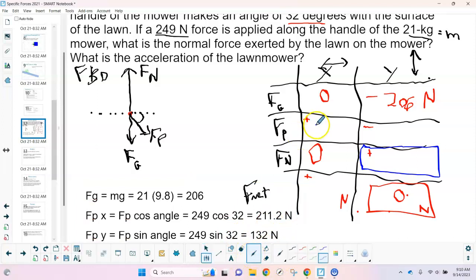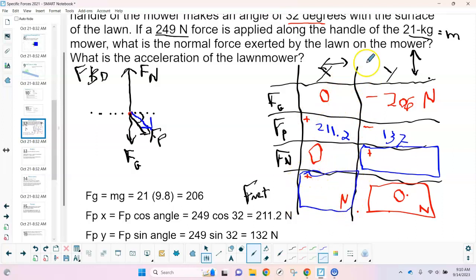So I'm going to take those numbers and put them in the boxes. So this one's 211.2. And then over here, this is 132. We already put in the positives or negatives, which should match up with the way that the force is directed. So this pushing force is going down and right. So right is positive and down is negative. So we have all the boxes filled in except for one in each column.